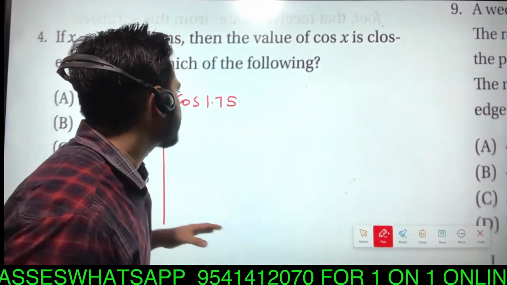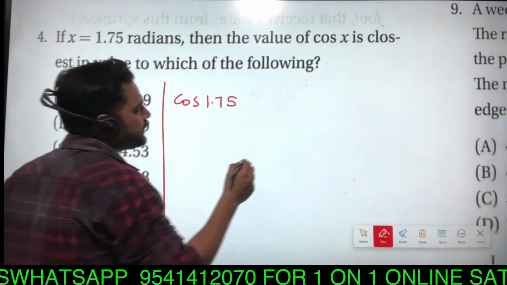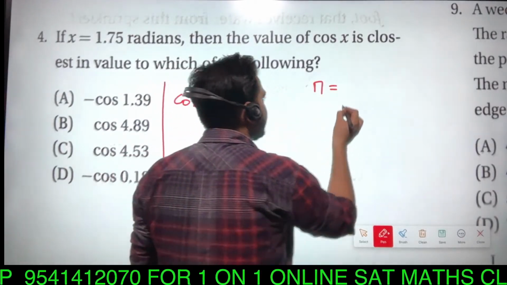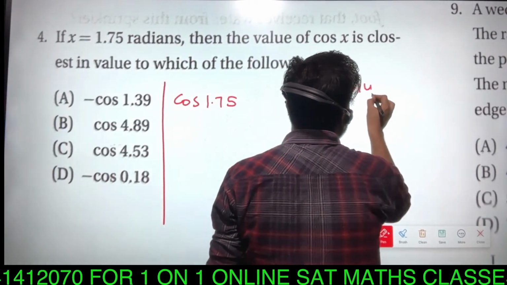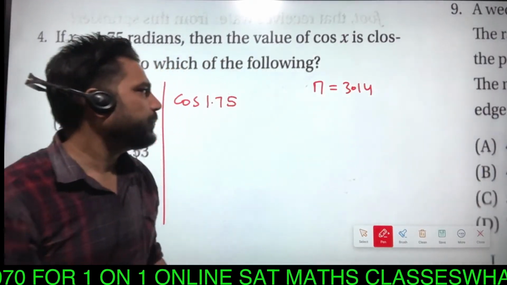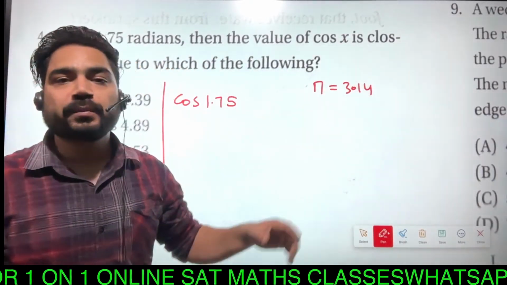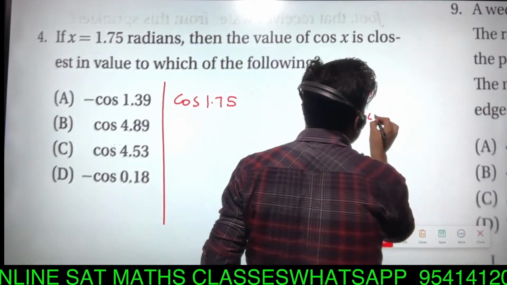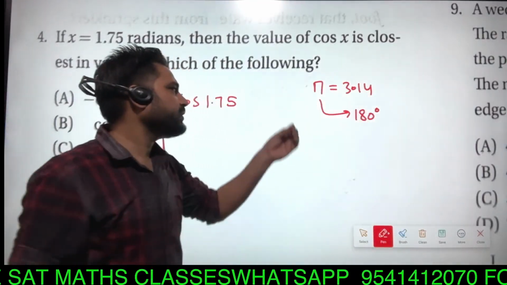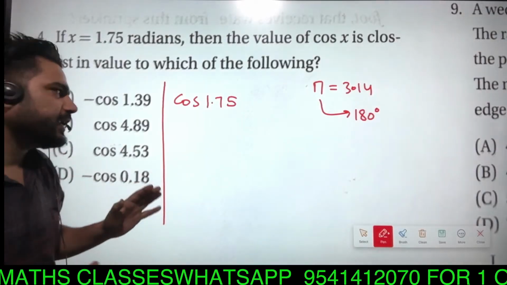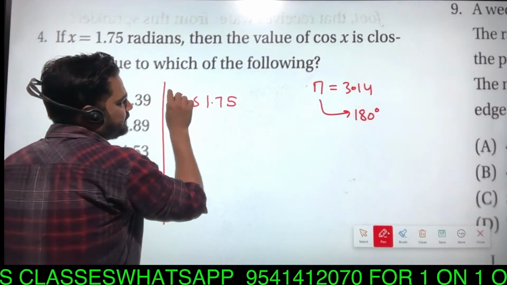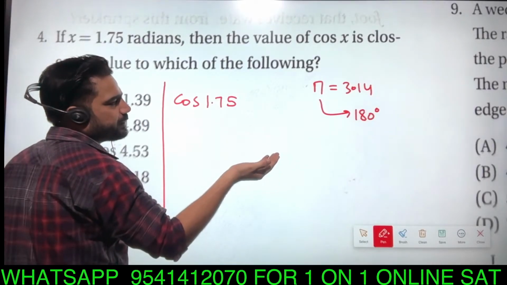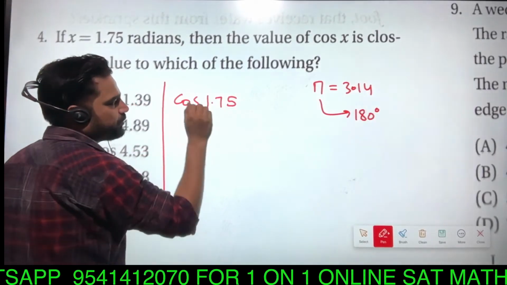Okay, so in this question cos 1.75, now in trigonometry, we have a very good term, pi. The value of pi is 3.14. But if we see how many degrees are there in pi, then we know we have 180 degrees. In pi we have 180 degrees, but the value of pi is 3.14. Now in cos we have a number, so we will also use the number. The value of pi is 3.14, we will take here.